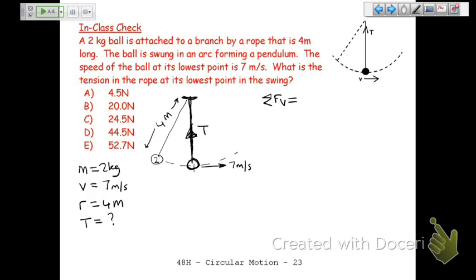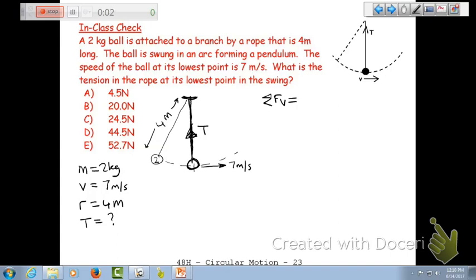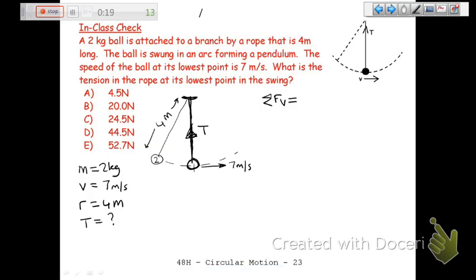Am I in equilibrium vertically? What do you think? Am I in equilibrium vertically? If you think yes, click A. A, you are in equilibrium vertically. B, you're not in equilibrium vertically. Let's see what people are saying.